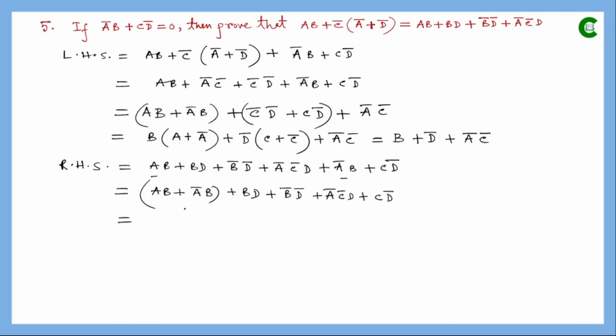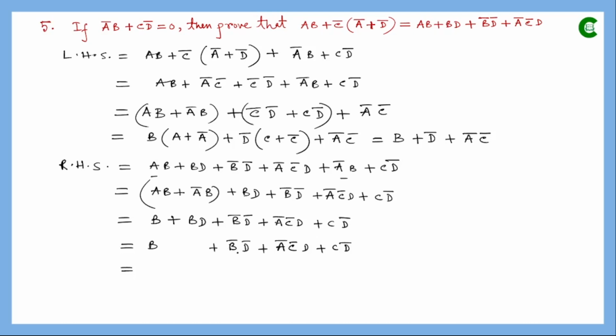Now between ab plus a bar b, if we take b common, then within bracket we will have a plus a bar, and that will give us 1. So it will be finally b only. Now we will have this second term bd, then all other terms as they were. Now between first and second term, if we take b common, then it will be 1 plus d. So 1 plus d means that will be again 1 only. So b plus b bar d bar.